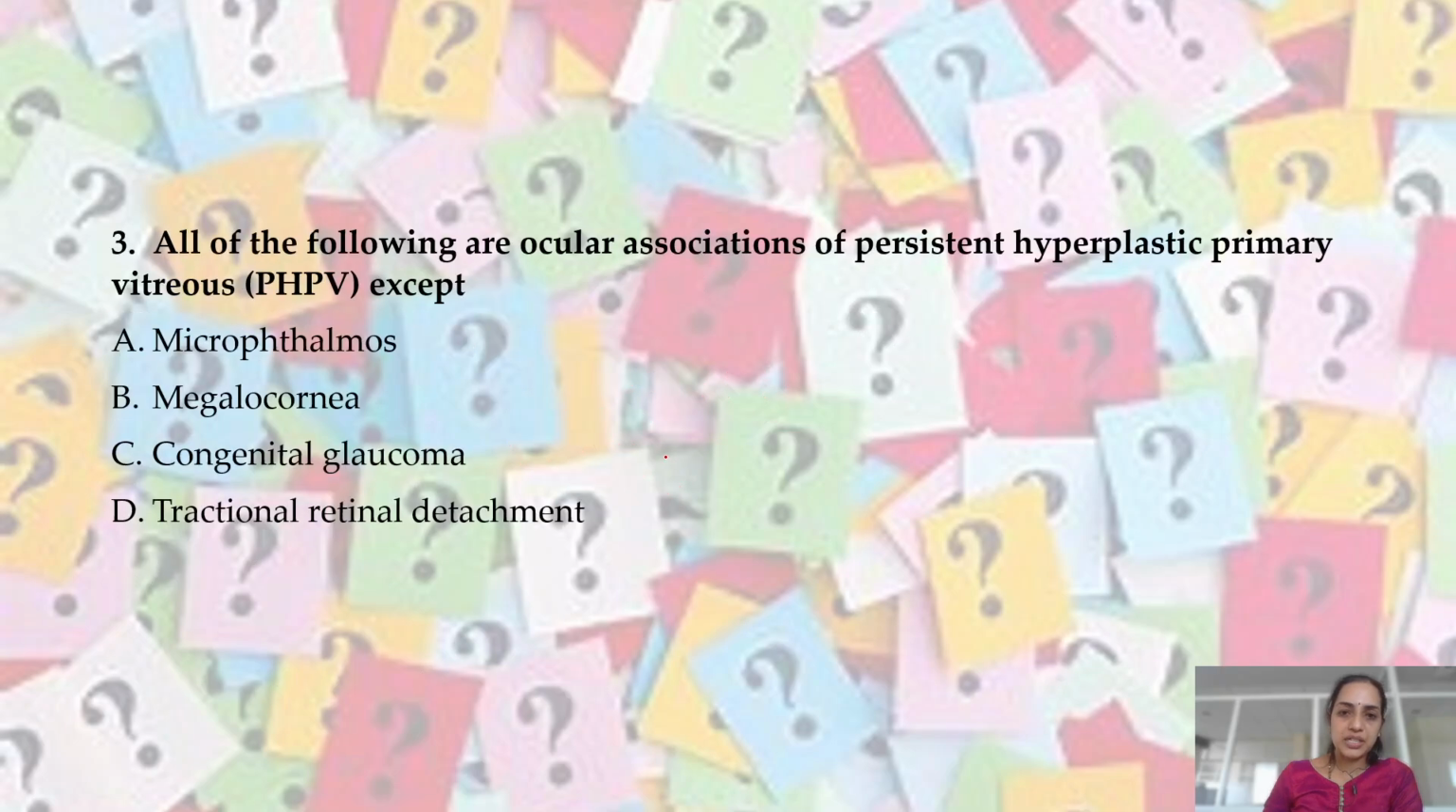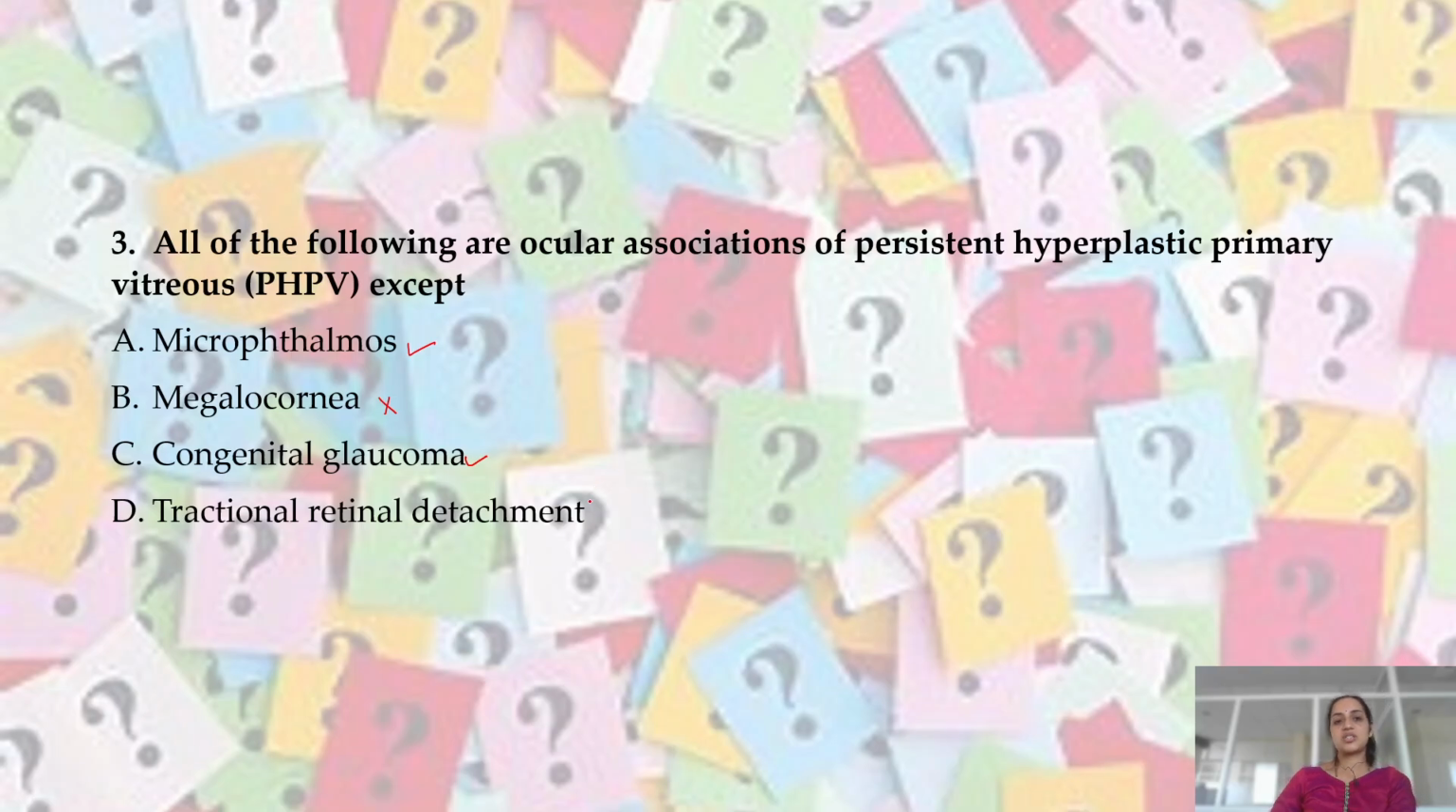So what is the spectrum of this? All of the following are ocular associations of PHPV except microphthalmos. It's a poorly developed eye, so microphthalmos is a very common association. Megalocornea, no. Congenital glaucoma, yes.